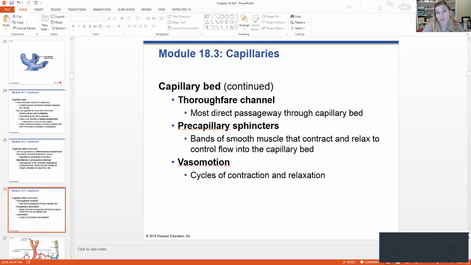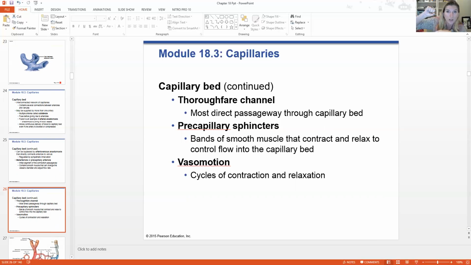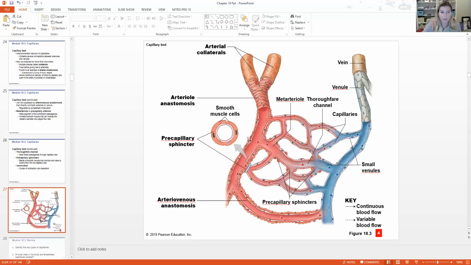There are precapillary sphincters that can be present. Precapillary sphincters are bands of smooth muscle on the arterial side which can open and close to allow blood to flow through or to block blood flow through a particular channel. Vasomotion is this cycle of contraction and relaxation of these precapillary sphincters. So let me flip ahead here, and you can see how this might occur.